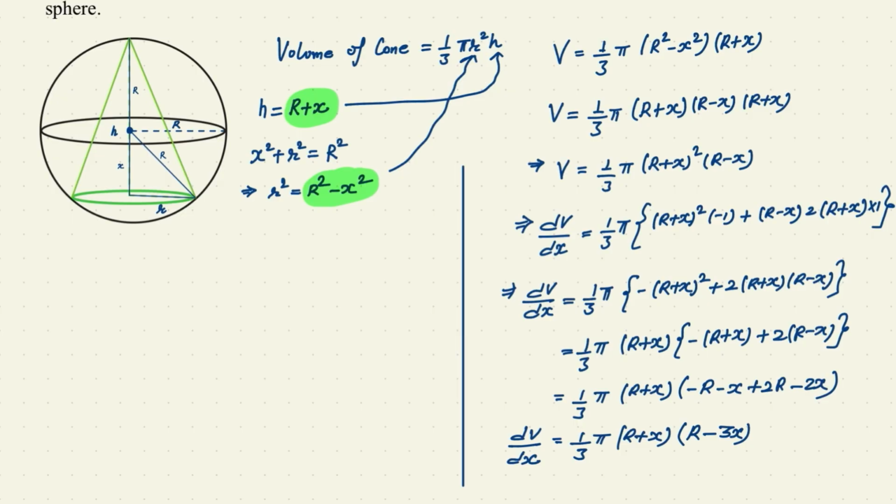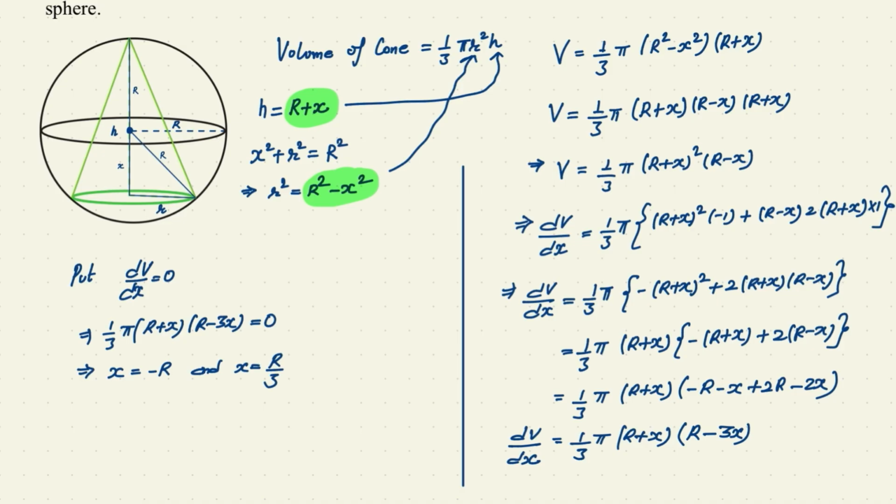Now here, in order to find the critical point, we will equate dV/dx with 0. So putting dV/dx equals 0, we will have (1/3)π(r + x)(r − 3x) = 0. Now from here we will get the two values of x, that is x = −r and x = r/3.